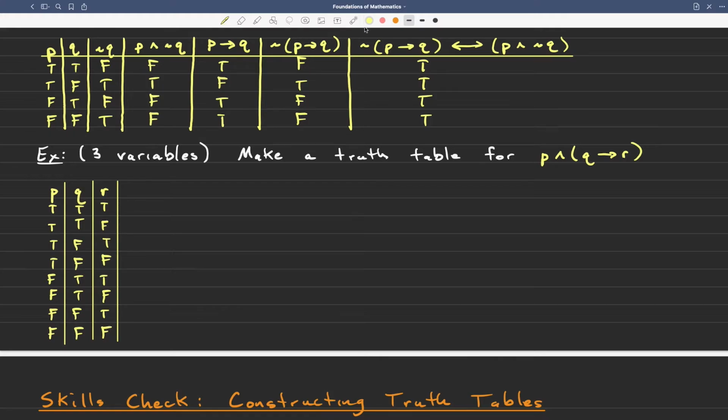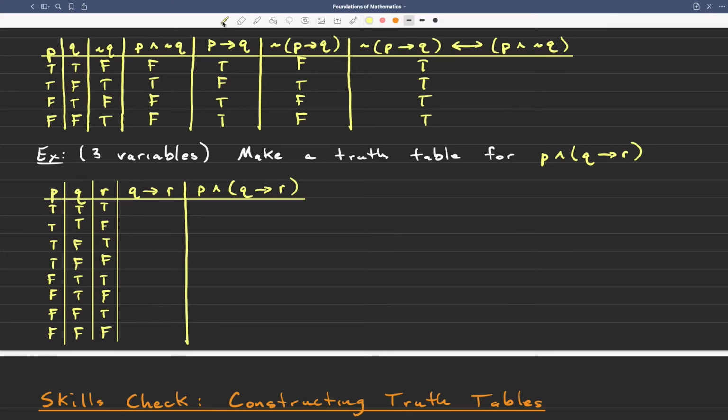All right, so what's next here? So I need Q implies R, and then after that, I need just P and that. So I do P and Q implies R, and that's the column that we need. All right, so for Q implies R, let's think about this. For Q implies R to be true, that'll happen unless Q is true and R is false. So any of the lines where Q is true and R is false is where I have a false, and then everywhere else it's going to be true.